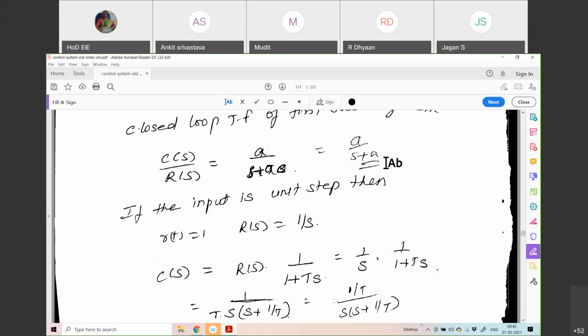If that is the case, what do I have to do? I have to find out what C of S is. C of S is nothing but R of S into A by S plus A. But R of S is the Laplace transform of the input, right? So whatever input I take, its equivalent R of S, I have to substitute it there.